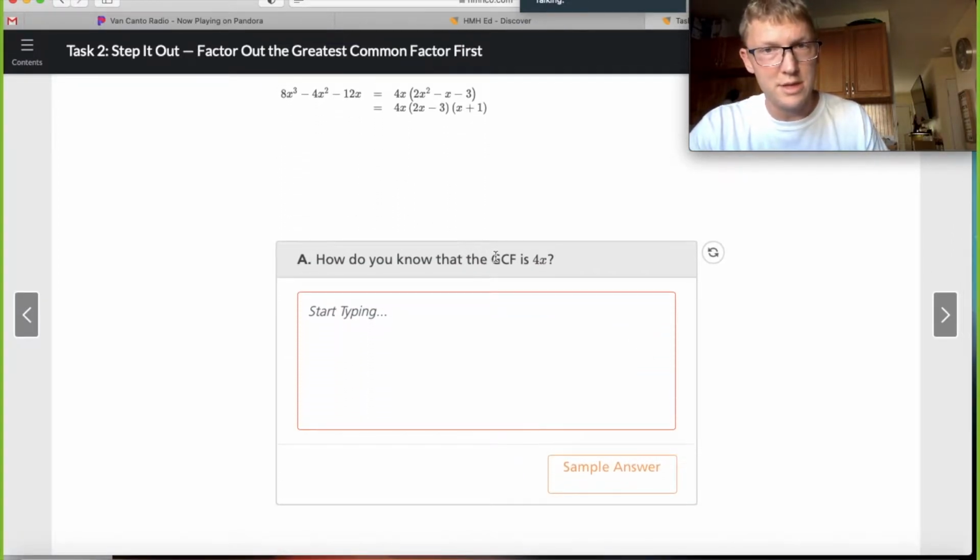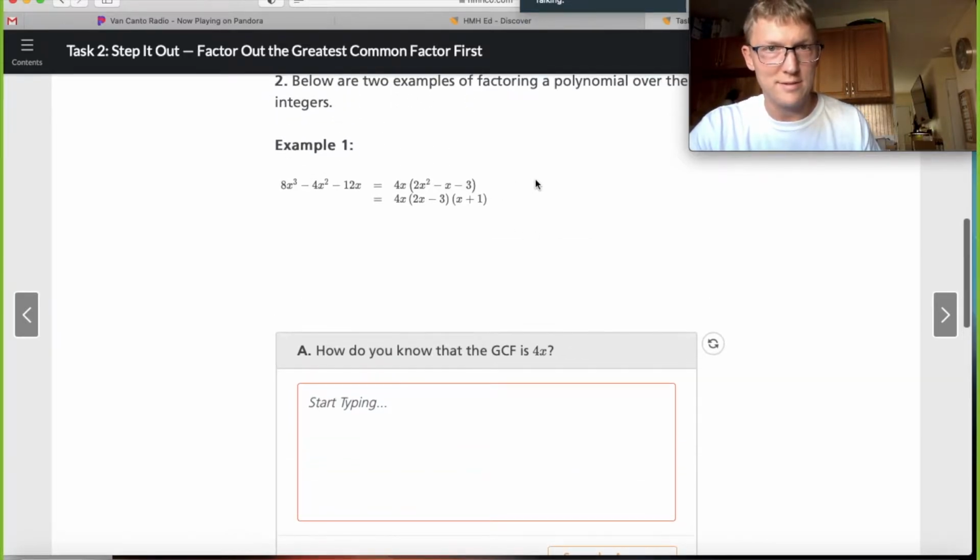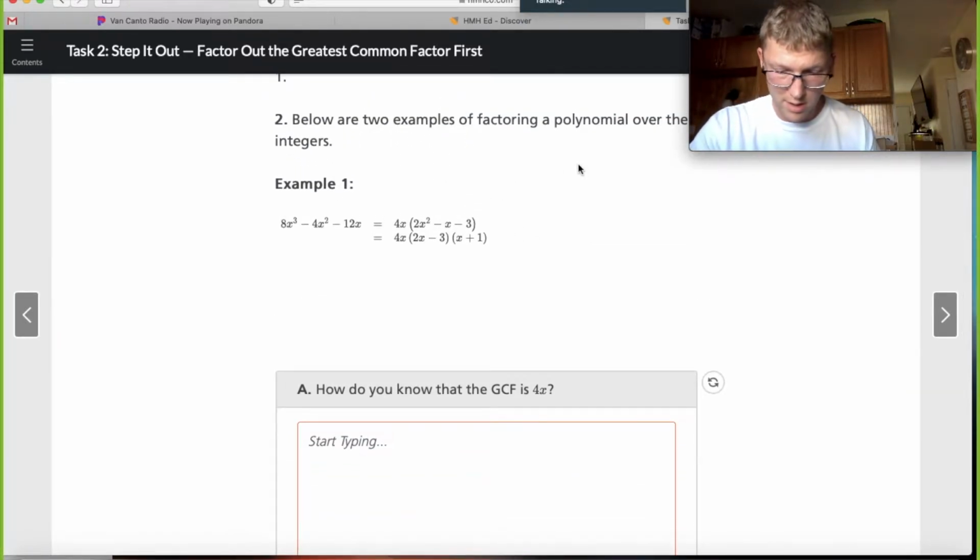So how do you know that the greatest common factor is 4x? What I was looking for, number one, I immediately saw the x, so okay, that one's easy. And then I looked at this 4. That is the biggest number that we could possibly take out, and that's not even a guarantee. But I went ahead and I tried that, and so 4 can come out of 8, 4 can come out of 12, so we just took a 4x. So that was kind of what was going on in my head when I was trying to figure that out.